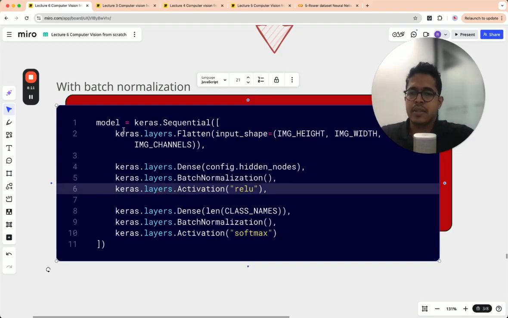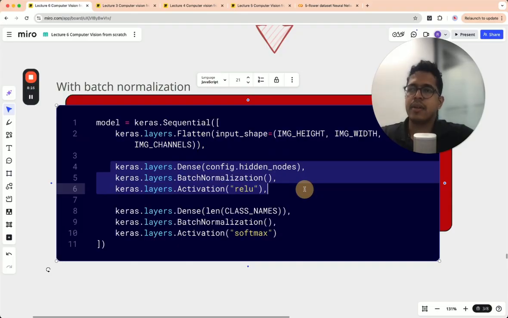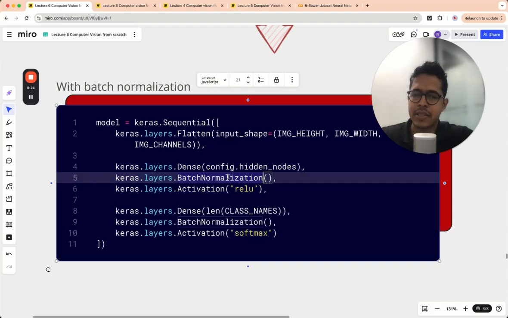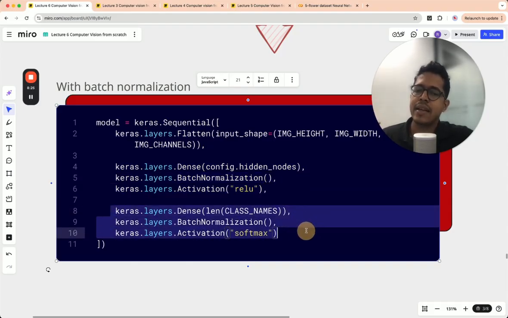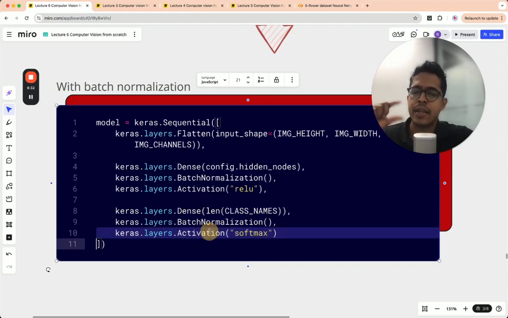So this is the first layer, right? This is the flatten layer. This is the layer where you have 128 hidden nodes and ReLU activation. And just before you pass the value into the ReLU activation, you are performing batch normalization. And this is the last layer, which has 5 nodes because there are 5 classes, and you are performing batch normalization, and then implementing softmax activation to get the final probability distribution of the classes.